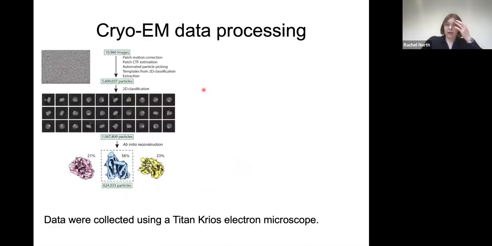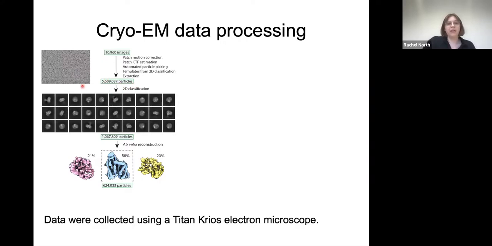I'll take you through the data collection and processing very briefly. We collected using a Titan Krios with a K3 detector, and this was done at SciLifeLab in Stockholm. We collected almost 11,000 images, which is relatively small, but on the left-hand side here, you can see a representative micrograph, and the particles are really nicely distributed. From our 11,000 images, we got almost 6 million particles.